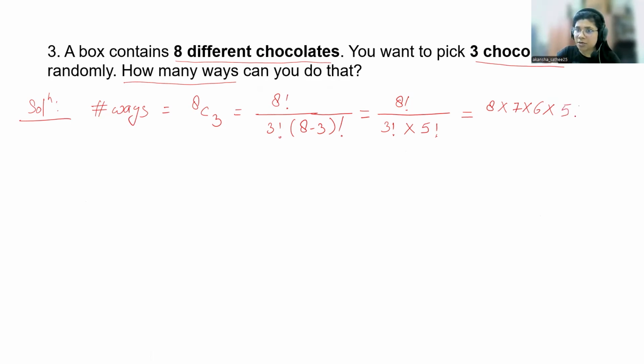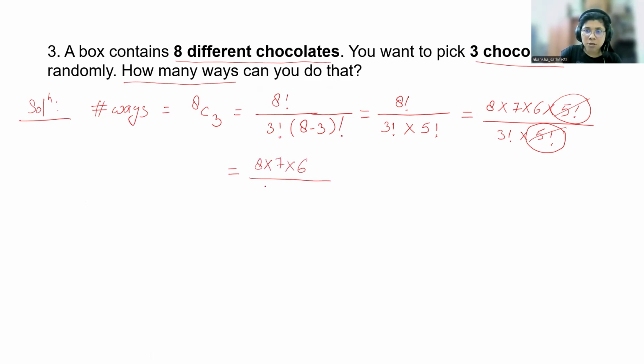So that is nothing but 5 factorial, divided by 3 factorial into 5 factorial. Same rule. Again, you can see that 5 factorial is sitting in the numerator as well as in the denominator. You can easily cancel them out and you will be left with 8 into 7 into 6 upon 3 factorial. But 3 factorial is nothing but 3 into 2 into 1, that is 6. So this thing and this thing are the same. So the final answer would be 8 into 7.